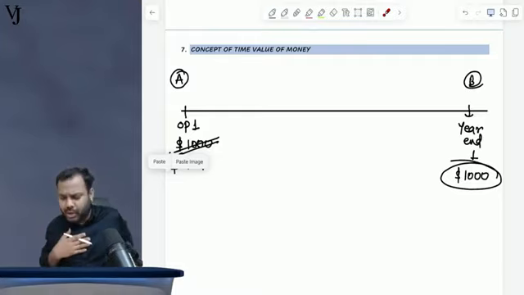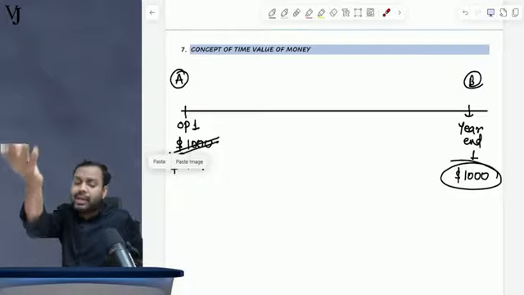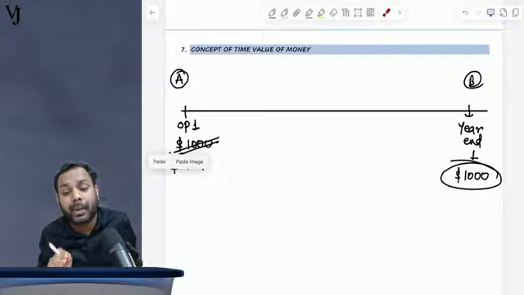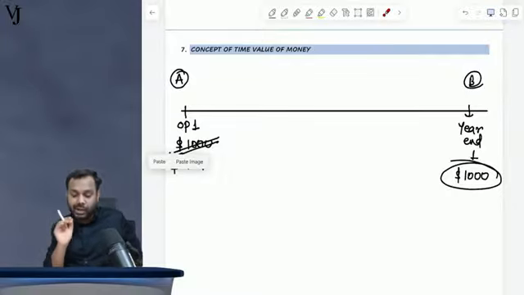You want to give now? Okay, give me now. You want to give after 1 year? Give after 1 year. So now this is called as time value of money. Are you understanding this point?